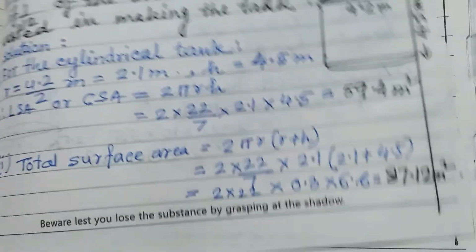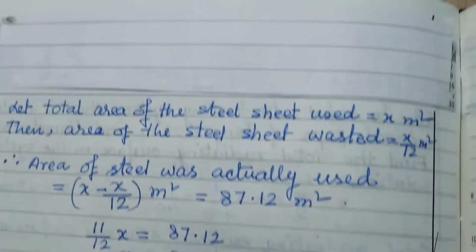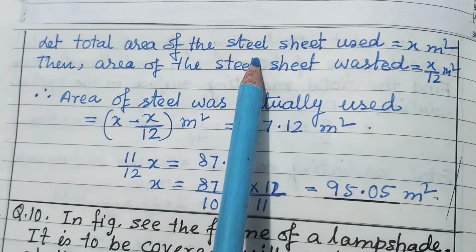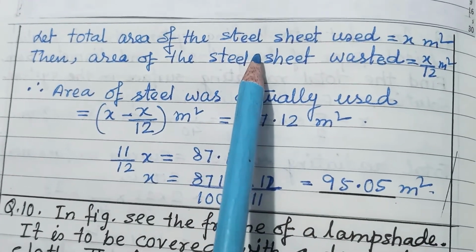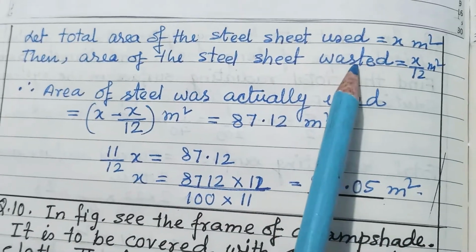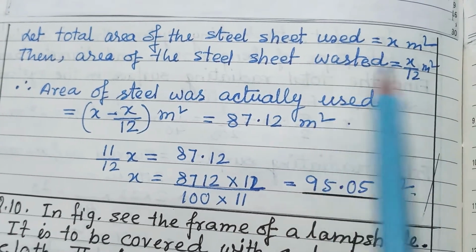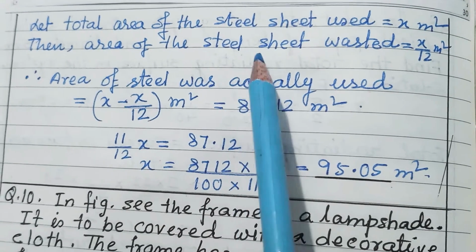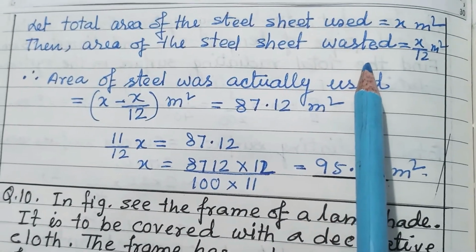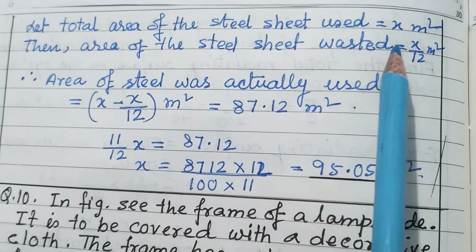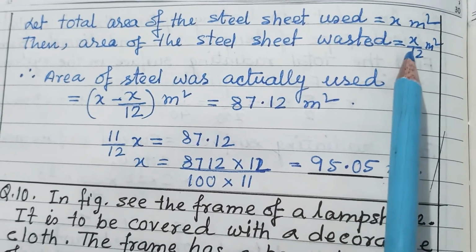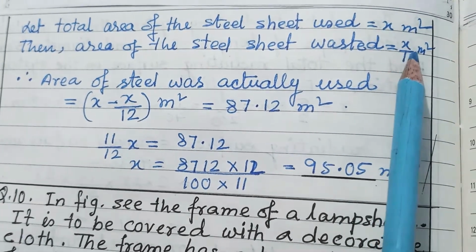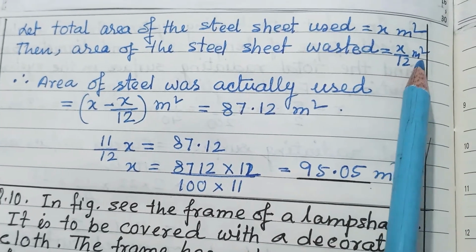Okay. Now let the total area of the steel sheet used be X meter square. Total area is X meter square. Then the area of the steel sheet wasted is 1 upon 12 part. 1/12 part is wastage, means X into 1 upon 12, it is X upon 12 meter square.